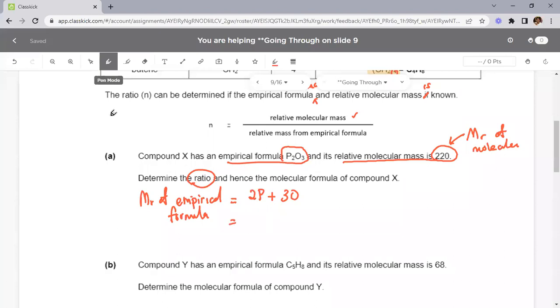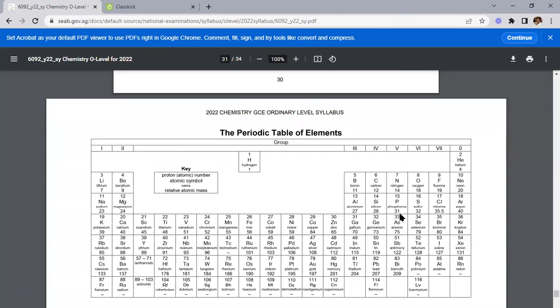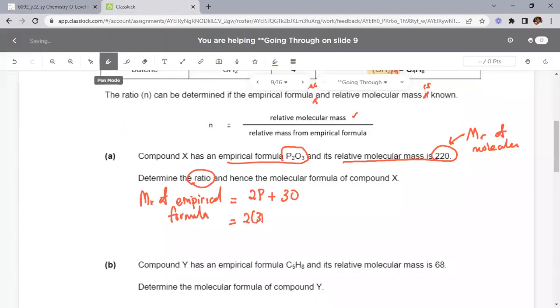If I look at my periodic table, phosphorus is over here. The relative atomic mass is 31. O is 16. So it's 2 times 31 plus 3 times 16. So this is 62 plus 48. You will get 110. This is the Mr of the empirical formula P2O3. Let's find n. n will be the Mr of the molecule divided by the Mr of the empirical formula. So I know it's 220 over 110. So the answer is 2.